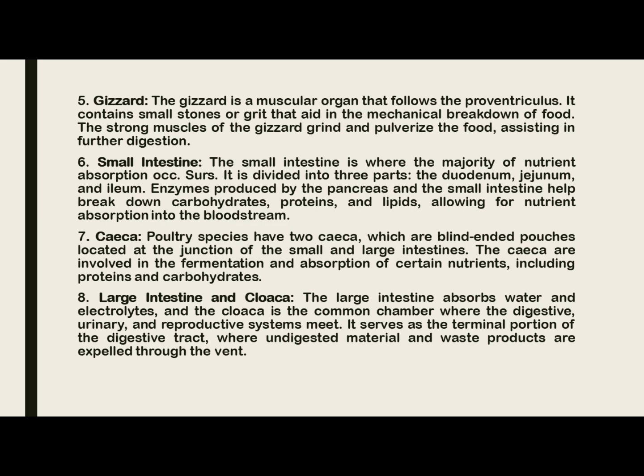Ceca. Poultry species have two ceca, which are blind-ended pouches located at the junction of the small and large intestine. The ceca are involved in the fermentation and absorption of certain nutrients, including proteins and carbohydrates. Large intestine and cloaca. The large intestine absorbs water and electrolytes, and the cloaca is the common chamber where the digestive, urinary, and reproductive systems meet.